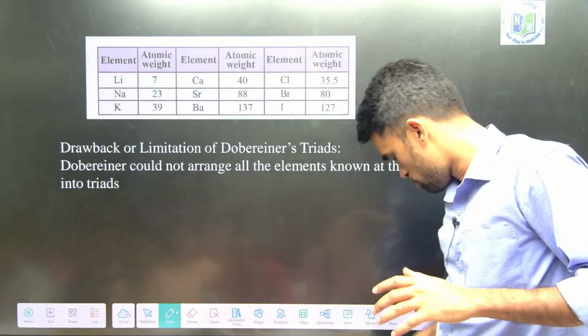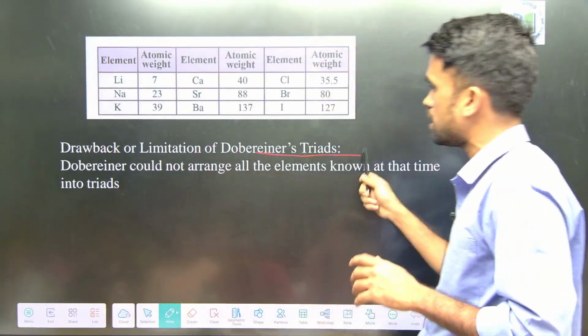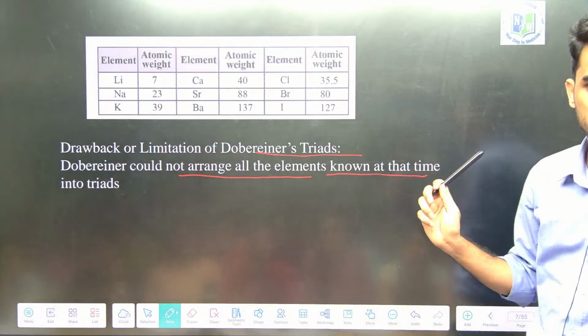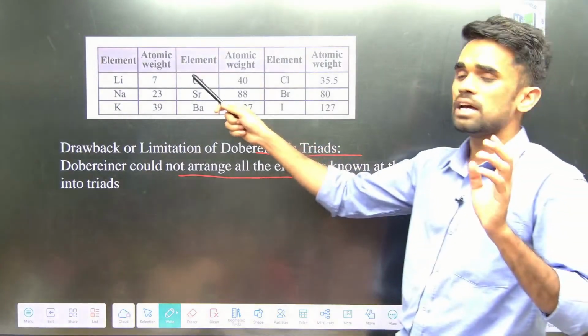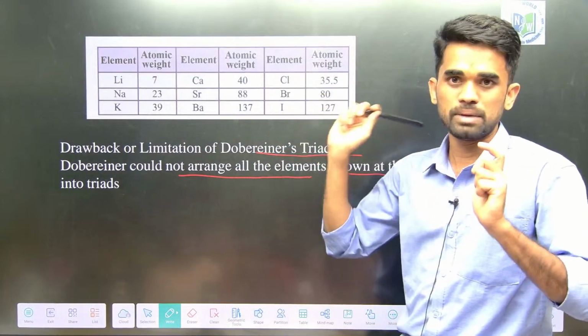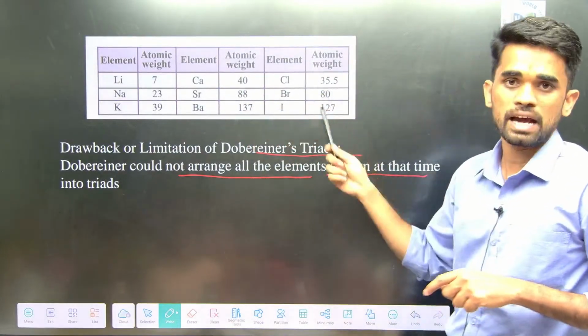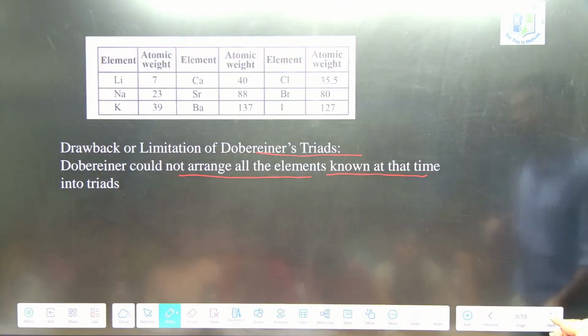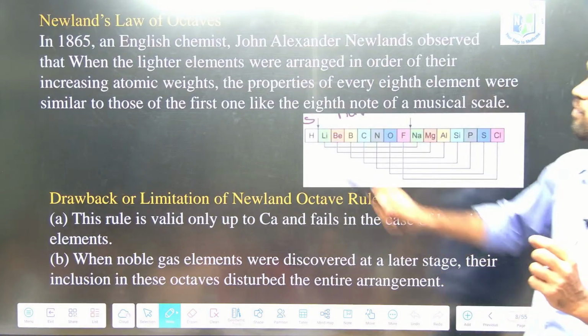Now what is the drawback or limitation of Döbereiner's triads? It could not arrange all the elements which were known at that time. It means it is only applicable for a few sets of elements. So these are some triads you can remember. Okay, next let's move forward. Next classification is what?